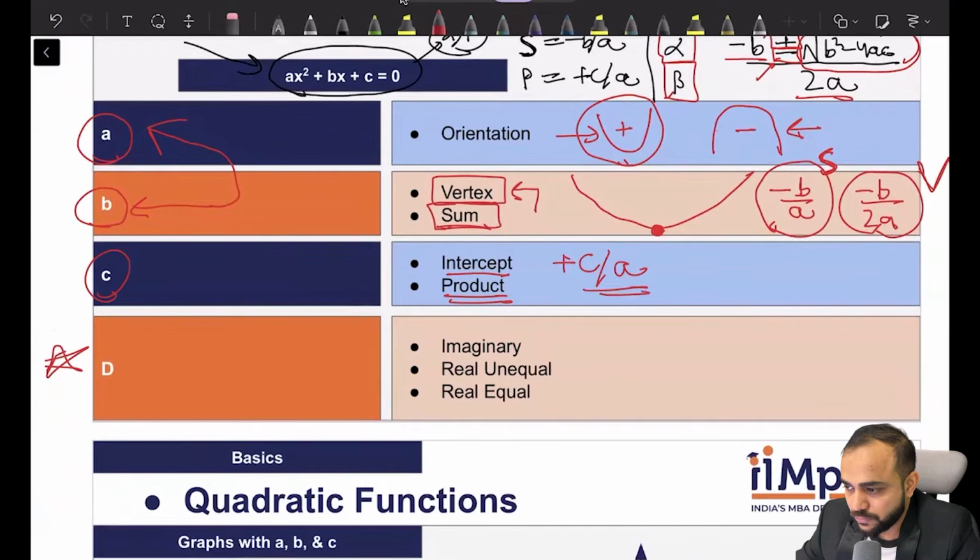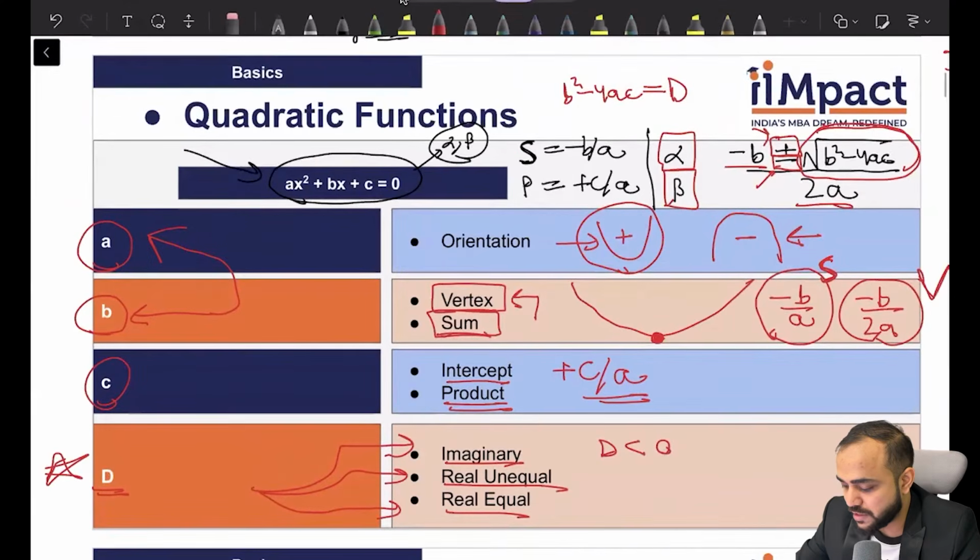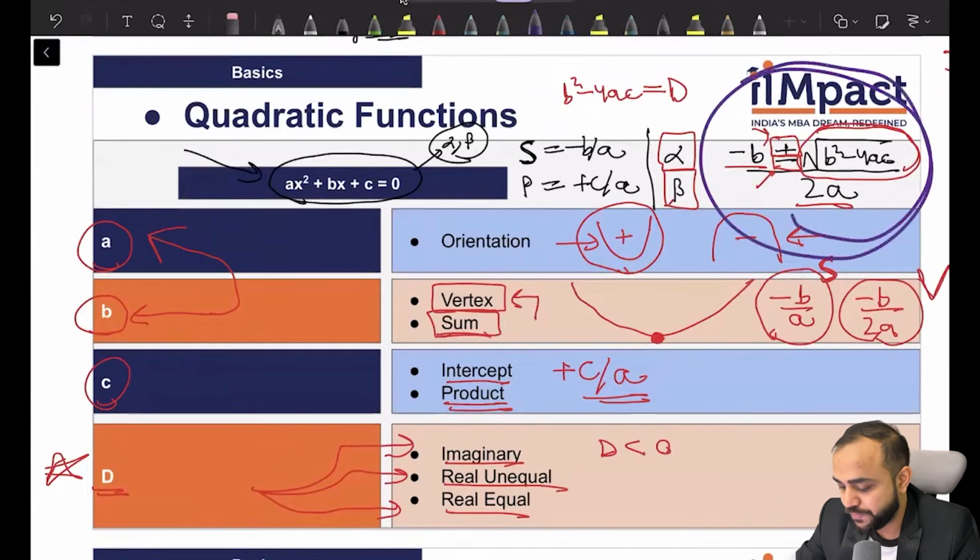So coming to the topic at hand, the discriminant, which we would want to discuss a lot: what does D determine? Your discriminant will determine if the roots are going to be imaginary, real and unequal, or real and equal. If your discriminant is less than 0, which means that, based on this expression that we have seen here, both the roots are going to be imaginary.